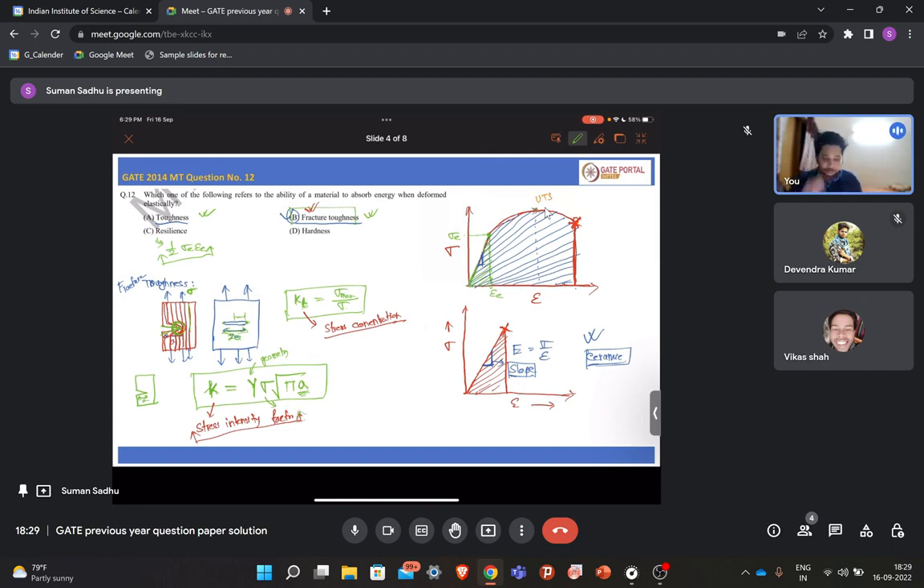Now let's say when you are applying load, what will happen? Your stress will get concentrated near the crack tip, right? Now you understand why the stress will concentrate near the crack tip. You got this point, right? Or do you have any doubt?